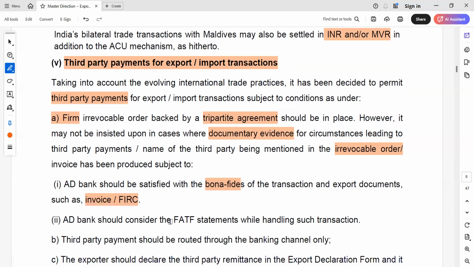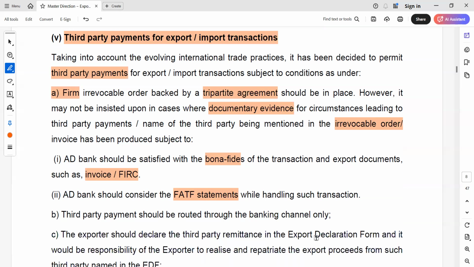Bank should consider the FATF statement while handling such transaction. उसमें बैंक को FATF का स्टेटमेंट भी कंसीडर करना है that जो भी थर्ड पार्टी पेमेंट आ रही है वो किसी ऐसे रिस्ट्रिक्टेड कंपनी के थ्रू ना आ रही हो. Third party payment should be routed through the banking channel only. और जो थर्ड पार्टी है वो बैंकिंग चैनल से ही आनी चाहिए.